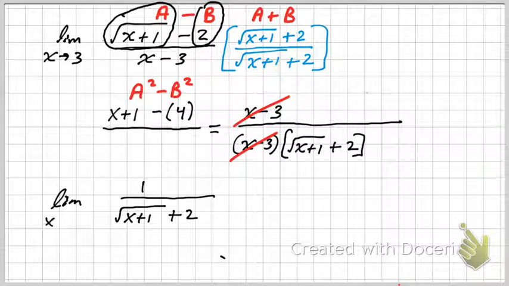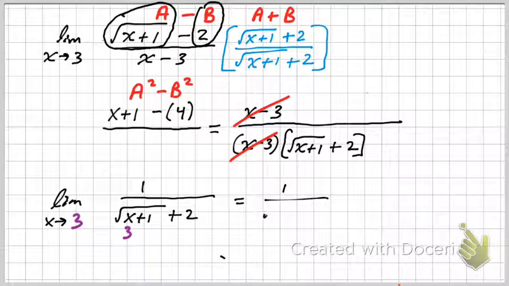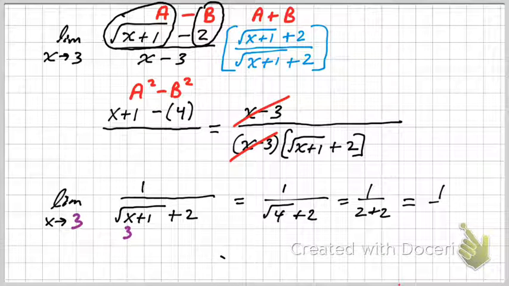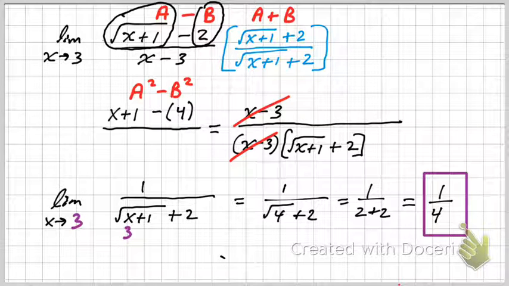Remember, we're doing the limit as x approaches what here? It's 3. So if I put a 3 in for that x, what do I end up with? 1 over the square root of 4 plus 2, 1 over 2 plus 2, or I believe this limit should equal 1/4.